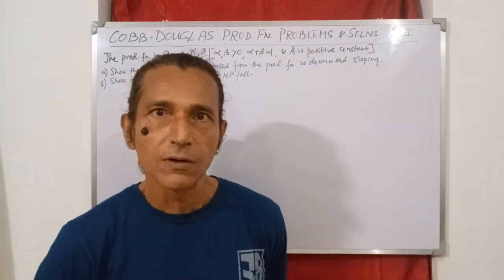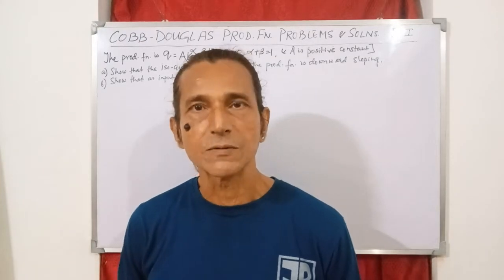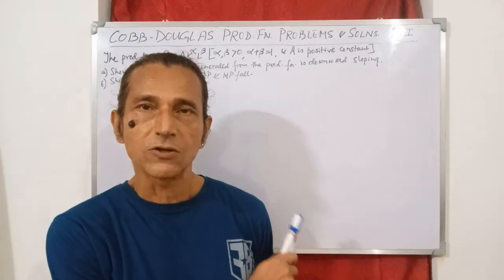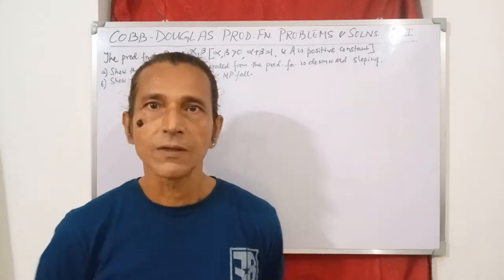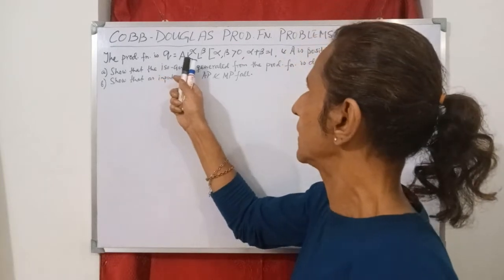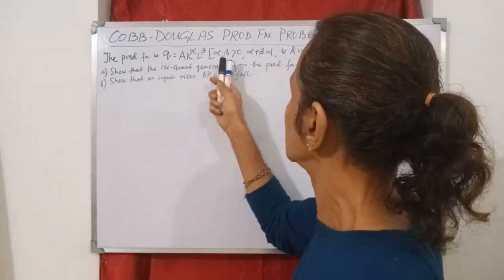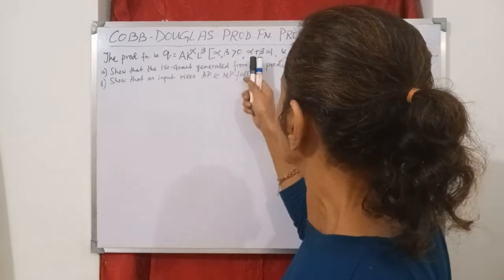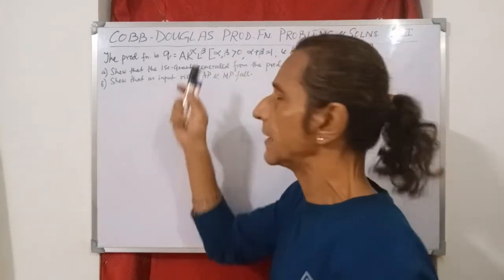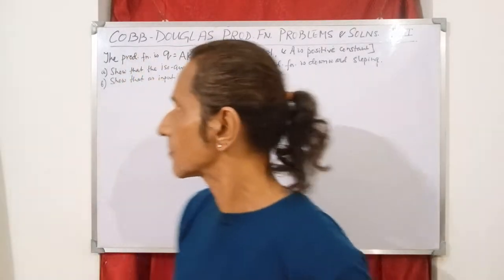In this video, I will solve a problem on Cobb-Douglas production function. This is part 1 of problems and solutions on Cobb-Douglas production function. The production function is given as Q equals A K to the power alpha, L to the power beta, where alpha and beta are greater than 0, alpha plus beta equals 1, A is a positive constant, and certainly K is capital, L is labor, and A is technology.